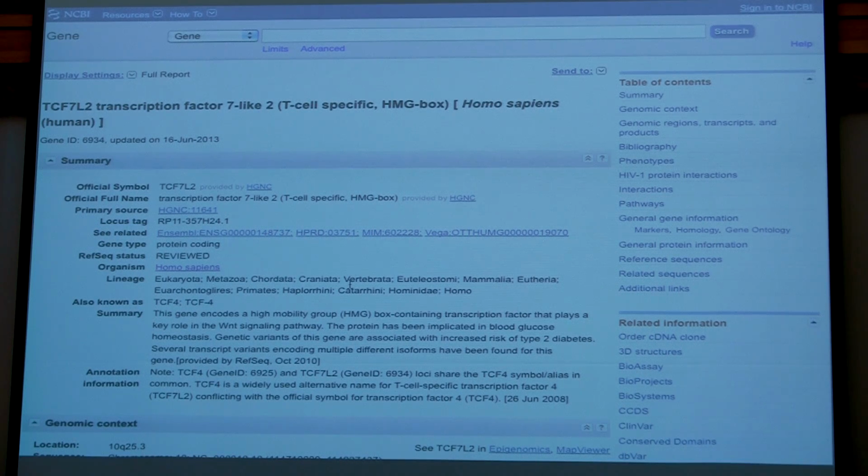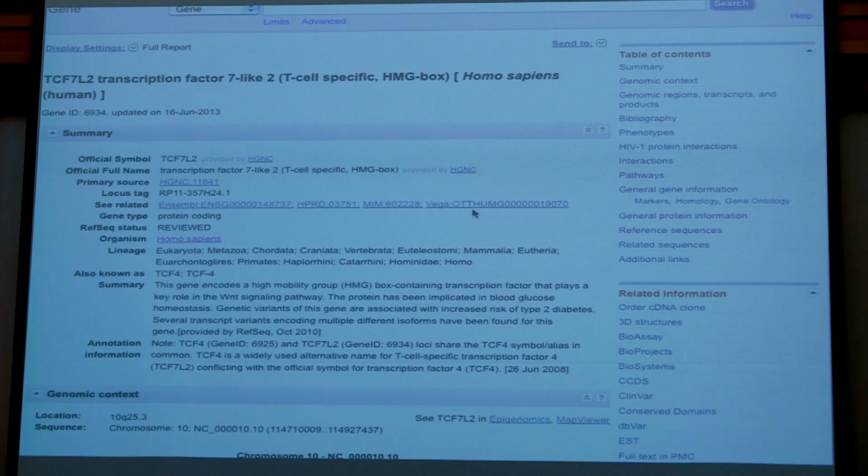And mostly homologs do the same thing. They have the same function. Not always. Sometimes genes diverge in their function. Then we call them paralogs, but I won't get into that today. Anyway, so this is what an Entrez gene record looks like.